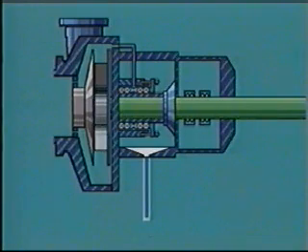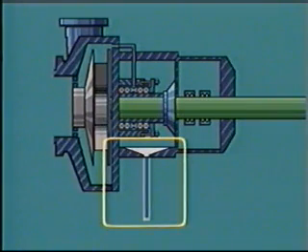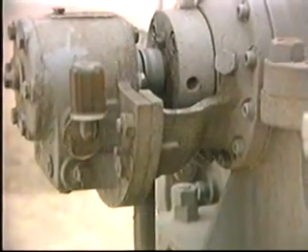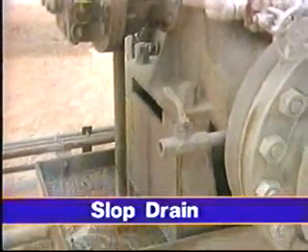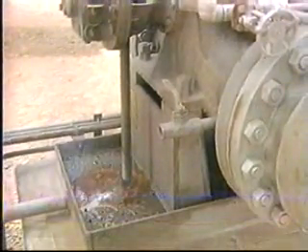There's another difference on larger centrifugal pumps. The external section of the lower casing half may form a small open well to catch fluid leakage. There's a pipe called a slop drain at the bottom of this well. Leakage can be drained through this pipe.